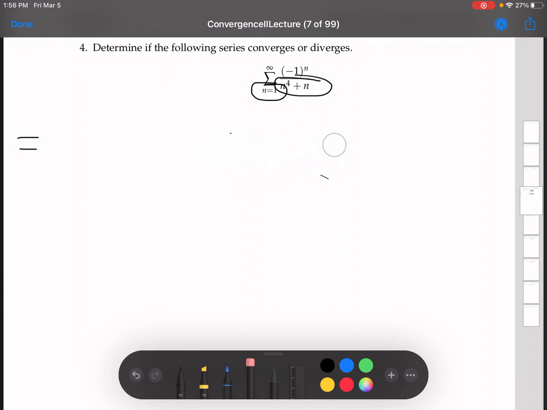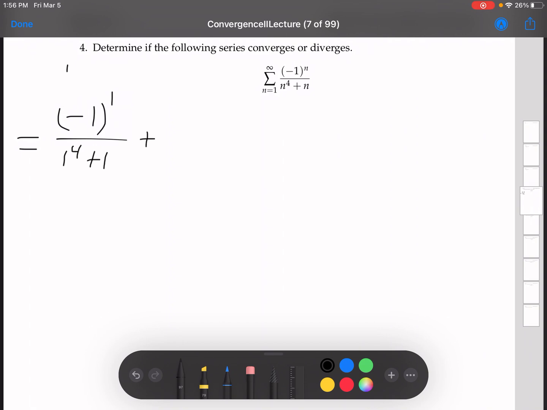So sometimes our infinite series start at n equals 1, sometimes they start at n equals 2. In any case, this one's starting at n equals 1. We have negative 1 to the 1 over 1 to the 4th plus 1. That's the n equals 1 term. Then negative 1 squared over 2 to the 4th plus 2. That's the n equals 2 term.